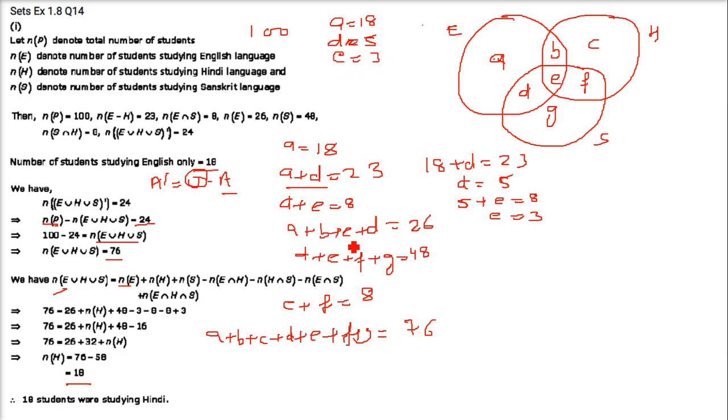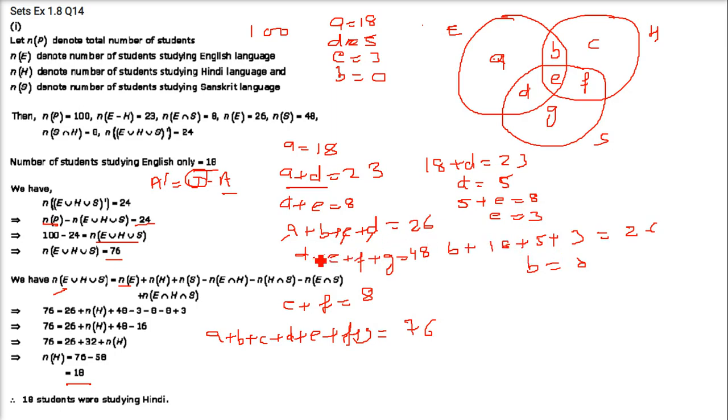Now A plus B plus E plus D. So AD we know. 18 plus 5 plus 3. A is 18 and D is 5 and E is 3. We have to find out B. So it will be this plus B equal to 26. Right? And this is going to be 18 plus 5, that is 23. 23 plus 3 is 26. And B will be 26 minus 26. So B will be 0. I hope you got the idea.